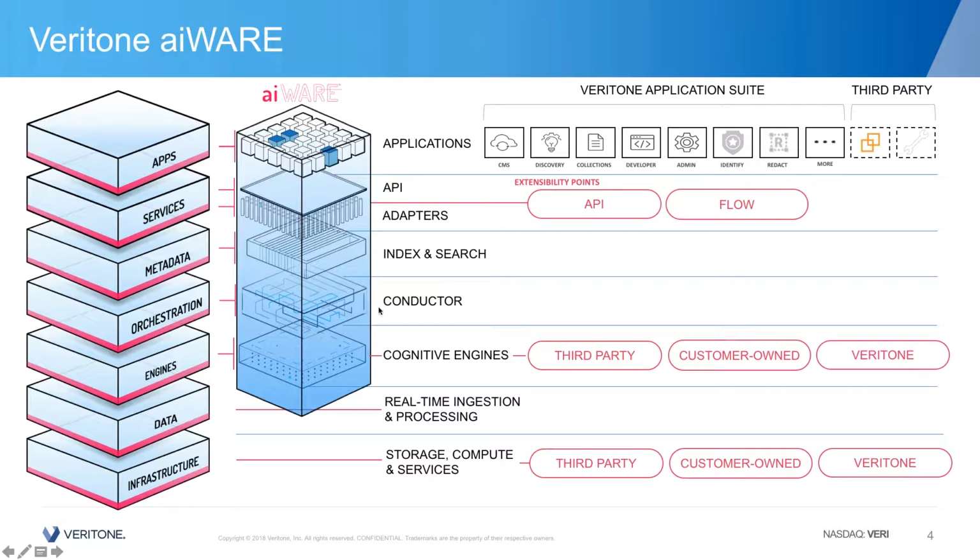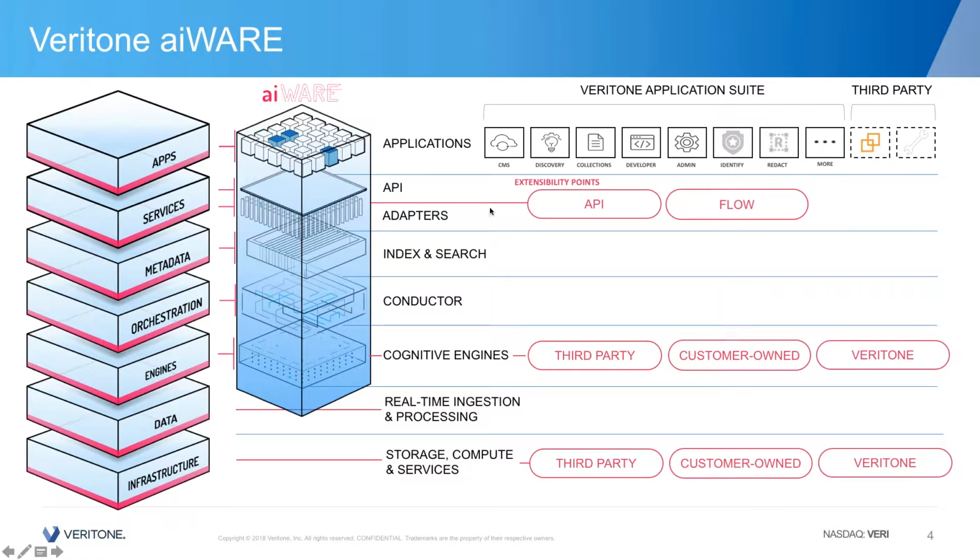So when we look at our aiWARE technology stack, we have obviously created a foundation where we can ingest structured and unstructured data down here at the bottom of the stack, run it through a series of cognitive engines, and apply, if need be, conductor technology that orchestrates AI engines together to give you better accuracy and so forth. And once we get the metadata around that, we allow you to index and search. And through APIs, you can build applications that are custom for industry-specific applications.